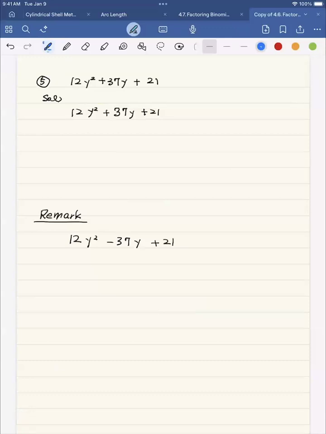Next problem is 12x squared plus 37x plus 21. Obviously, 37 is a prime number, so there is no common factor. So we have to look for the numbers whose multiplication becomes 12, let's say 3 times 4, and whose multiplication becomes 21, so let's say 7 times 3.